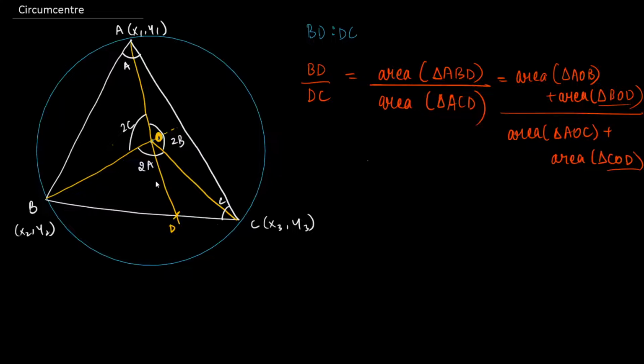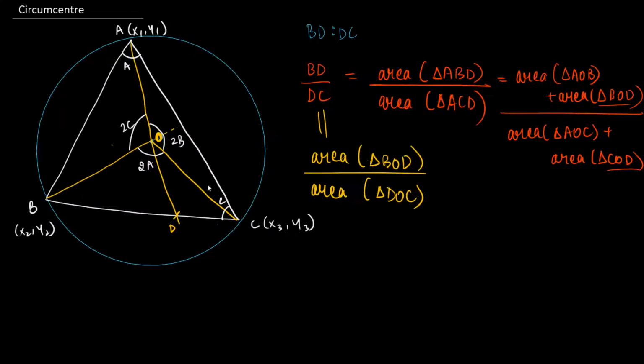All right, let's think from a different angle now. We need to figure out what BD over DC is. These were the first two triangles that came to our mind, but there are two more triangles in which BD and DC are. So BD and DC are a part of triangle OBC. So you can write this as the area of triangle BOD divided by the area of triangle DOC. Again, the heights of both of these triangles are the same, so the ratio of the areas is equal to the ratio of the bases.